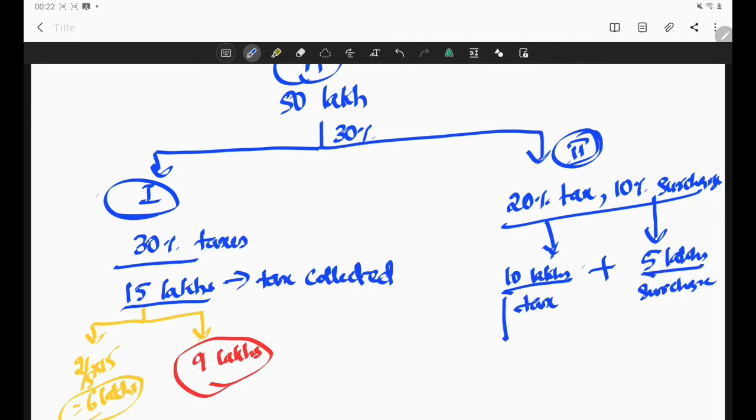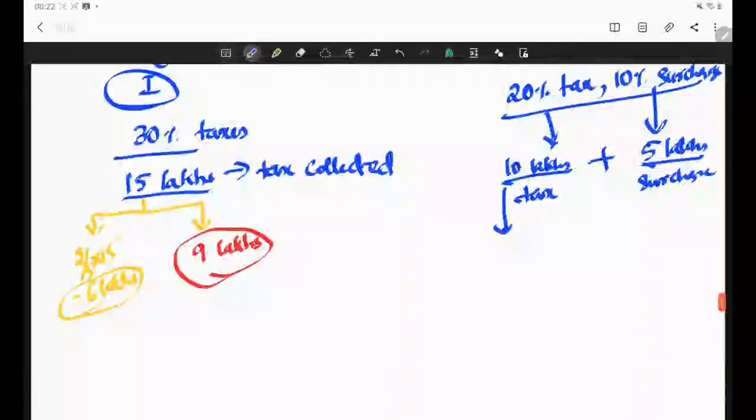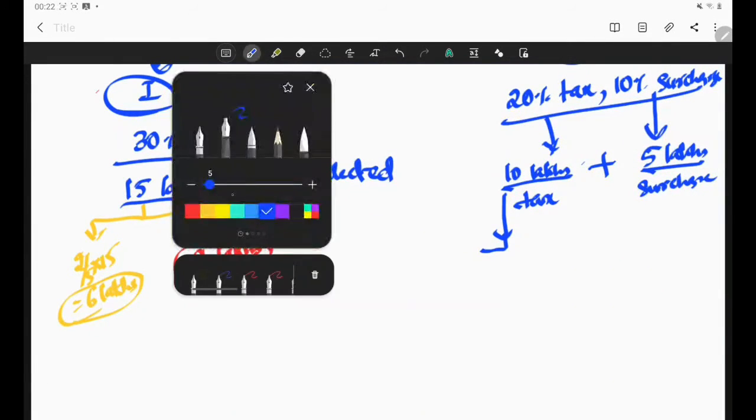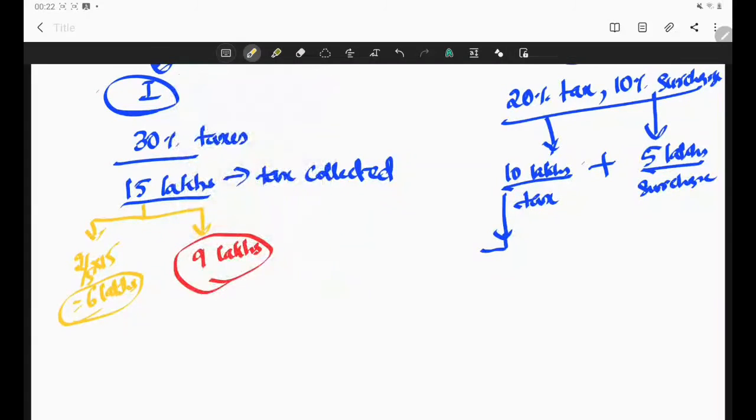This 10 lakhs is again shared with states. So how much is shared with states here? If you see, 40% will go to states, that is 2/5 will go to states. So here 4 lakhs will go to states. And how much is left over? 6 lakhs.